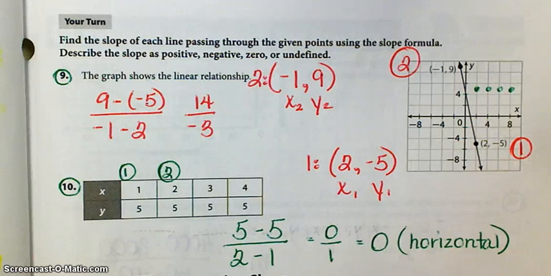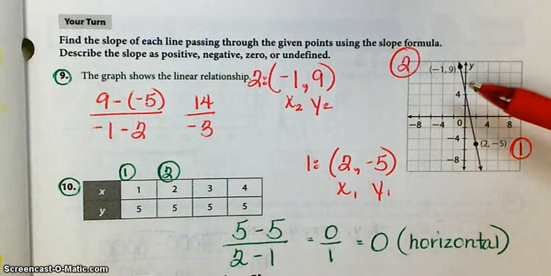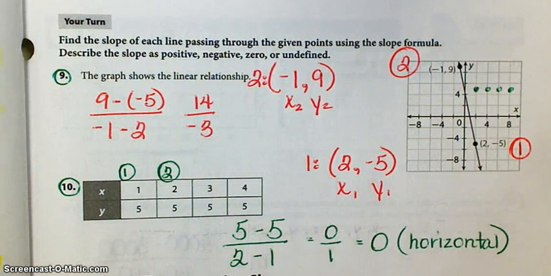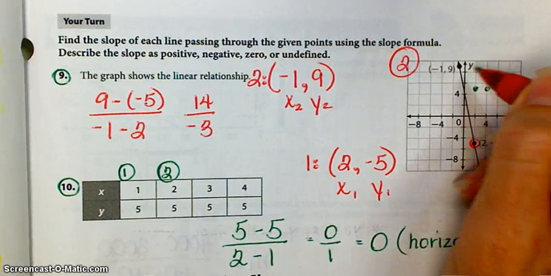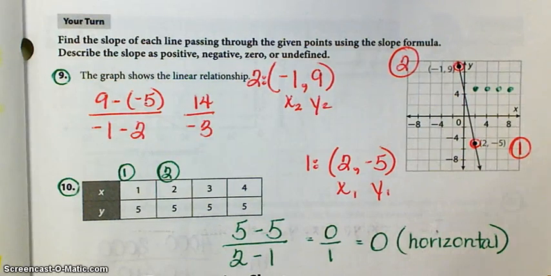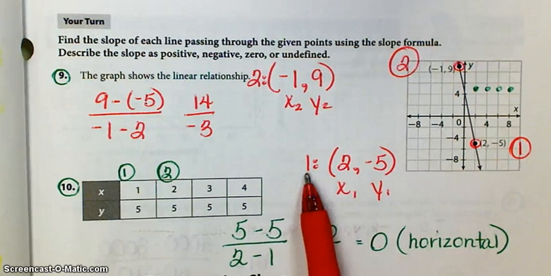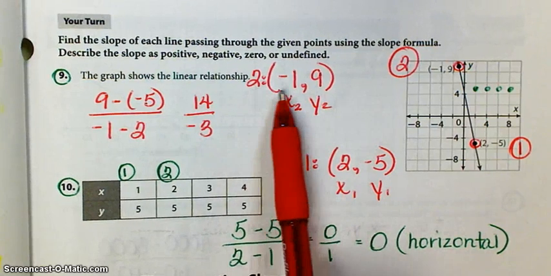All right, it says find the slope of each line passing through the given points using the slope formula. Describe the slope as positive, negative, 0, or undefined. Okay, so number 9, the graph shows the linear relationship. They gave you 2 points, (2, -5) and (-1, 9). I decided that point 1 was going to be (2, -5) and point 2 was (-1, 9).